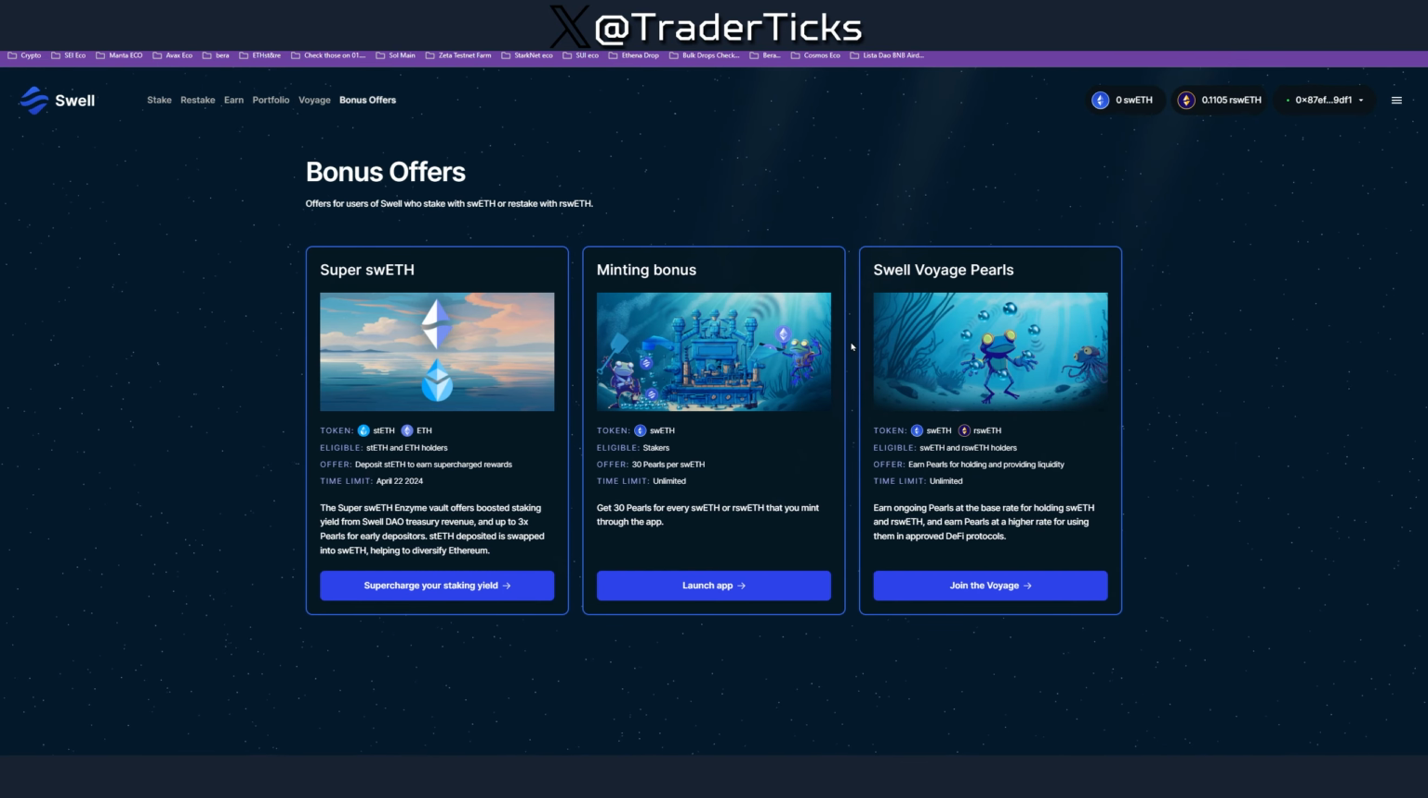They also have the bonus offers where you can learn how to grab additional pearls here, or let's say bonus rewards. So yeah, here again you can farm EigenLayer plus Swell, both platforms with one money allocation, let's say.